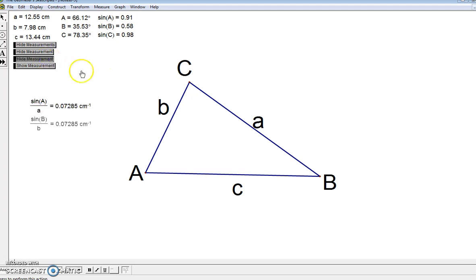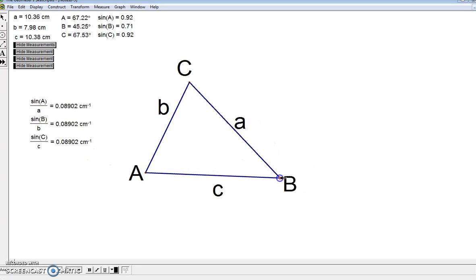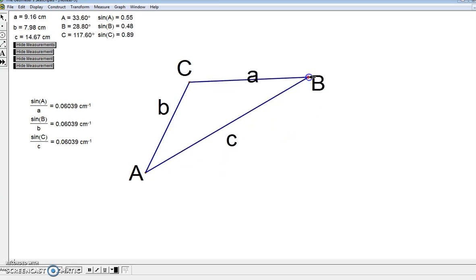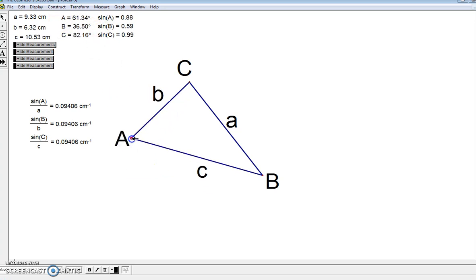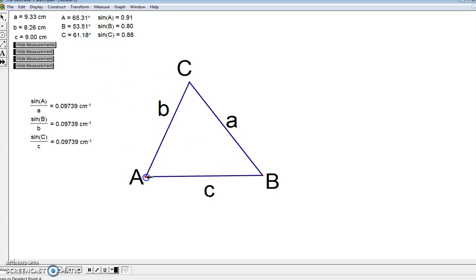do the same thing with sine of angle B, divide by side b, and sine of angle C and divide by side c, I see that all these answers are exactly the same. And so now as I move the triangle around, you can see those fractions are always equal to each other, even though the measurements way up on top are quite different. And so we're going to use that relationship to solve some questions.